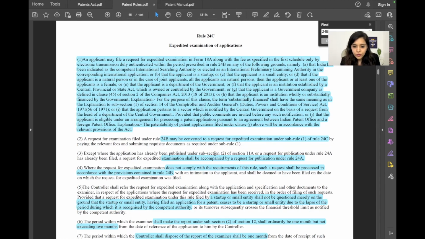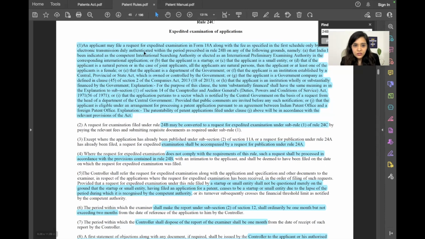For that, we have a provision, which is clause 5, which says a startup or small entity shall not be questioned merely on the ground that a startup or small entity having filed an application for a patent ceases to be a startup or small entity due to lapse of the period during which it is recognized by the competent authority, or its turnover subsequently crosses the financial threshold limit as notified by the competent authority. So if this happens, then also your request for expedited examination would be valid.